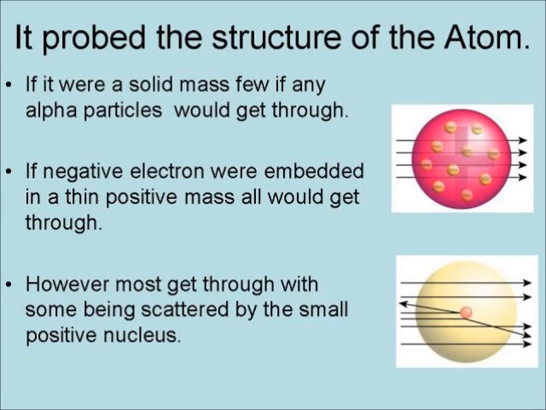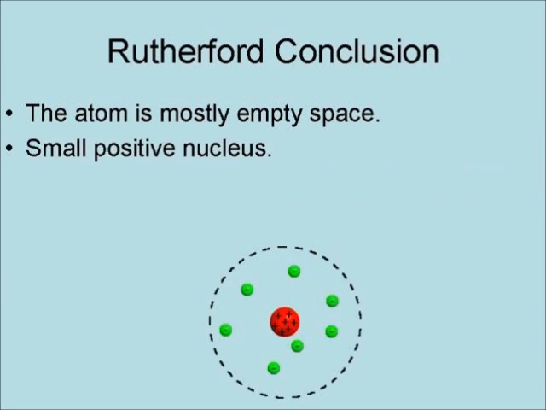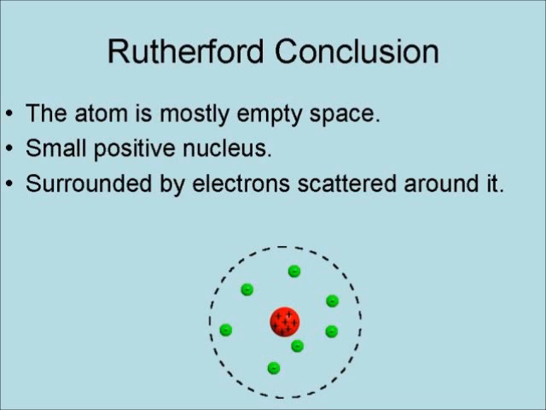However, what they found was that most of the alpha particles get through, with some of them being scattered by the small positive nucleus. The conclusion was that the atom is mostly empty space, consisting of a small positive nucleus surrounded by electrons scattered throughout the surrounding space.